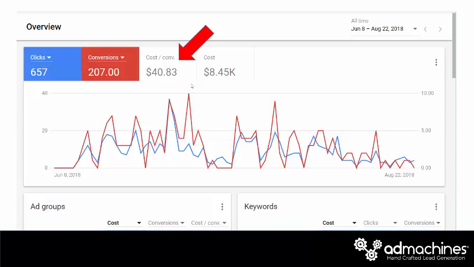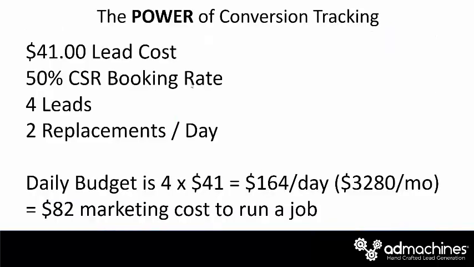My lead cost is $40.83. We're going to round that up to 41. So if my CSR is booking 1 out of 5, or 5 out of 10, 50%, I need 4 leads a day to run 2 replacements if those are my numbers. So this will help you determine your daily budget. What should you be spending on water heaters to get 2 replacements a day? You can answer these questions when you have this information.